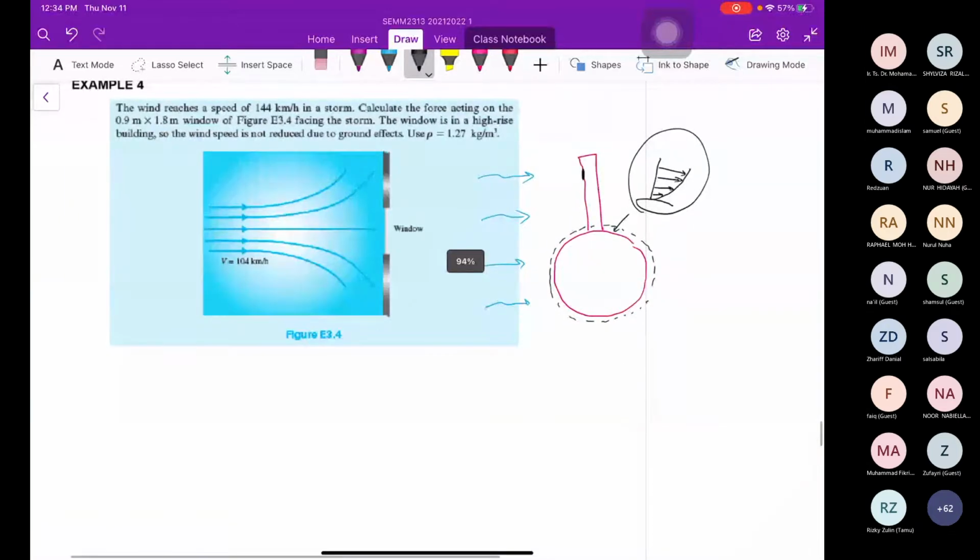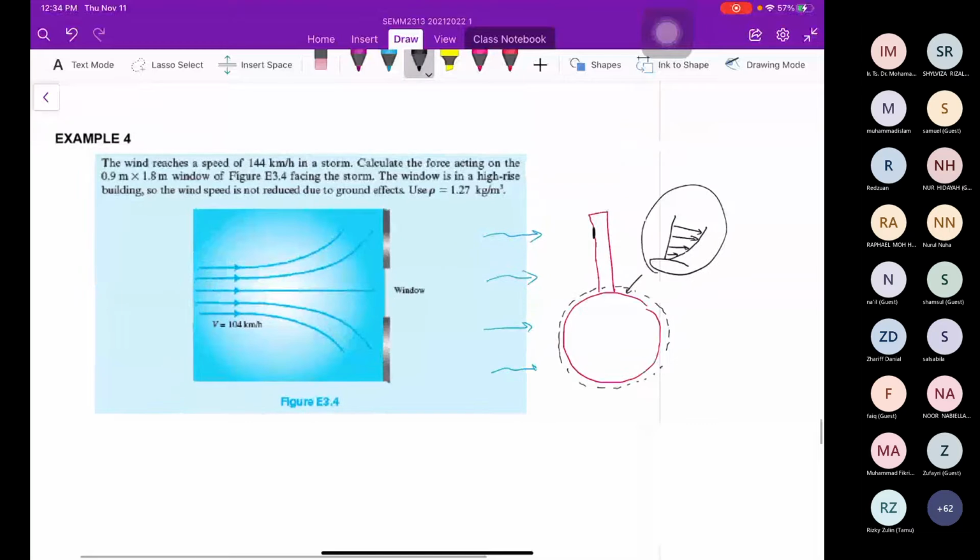So now I want to convert. This is not an SI unit. The velocity given here is kilometer per hour, so convert to meter per second. Everyone, please give me the answer. What's the value if you convert from kilometer per hour to meter per second? Class? 40. 40 meter per second. Perfect.